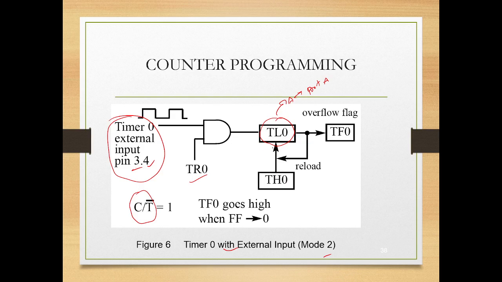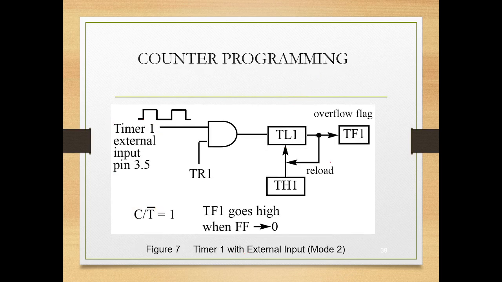Once the value is changing, a copy of this enters into TL again. TH holds the value. We are not disturbing the TH value. Only TL is used for decrementing or incrementing counting purpose. And then once overflow occurs, the TF flag will be affected. So in this way the operation is done.